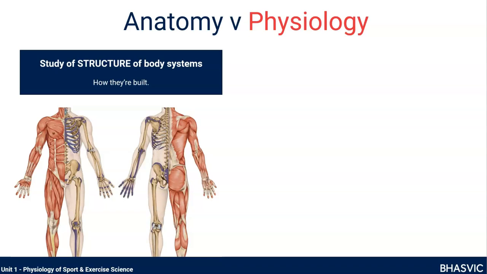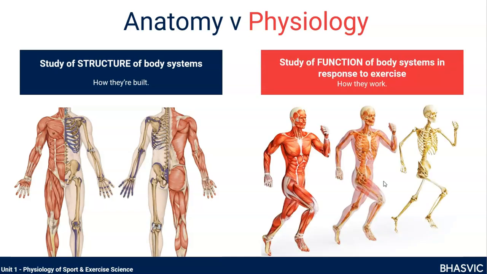So you'll have learned about bones and joints, types of muscle fibre, the heart structure, the lung, respiratory system structure, and essentially how these body systems are built. What physiology does is slightly different. It looks at how these systems work or how they function. And obviously this is in relation to exercise, because this is essentially exercise physiology.